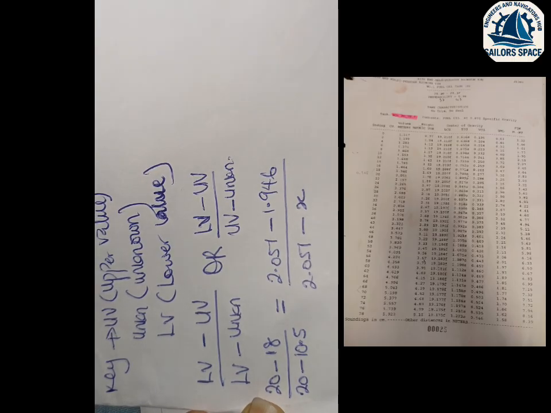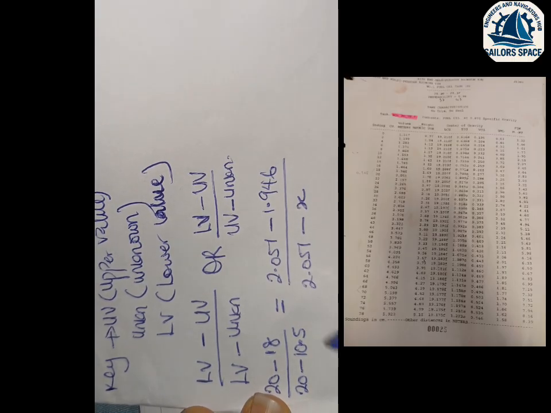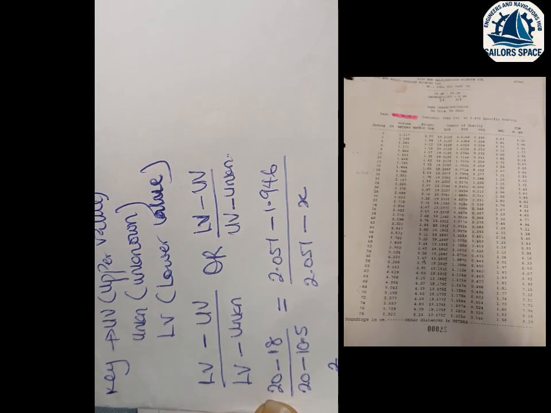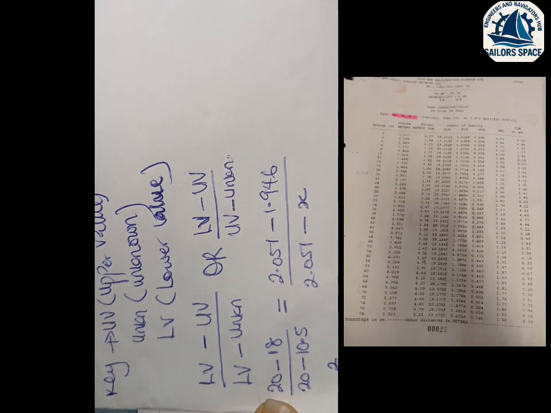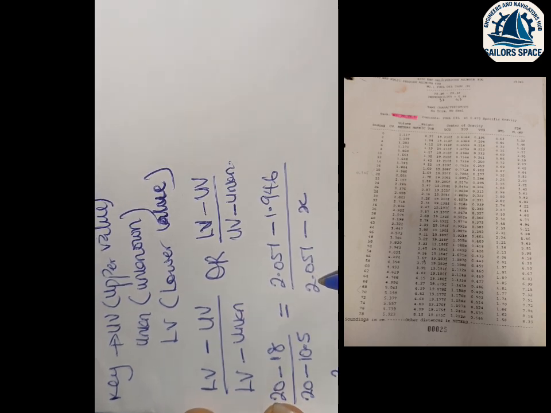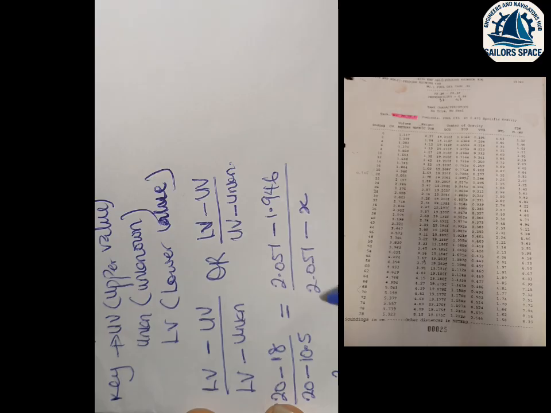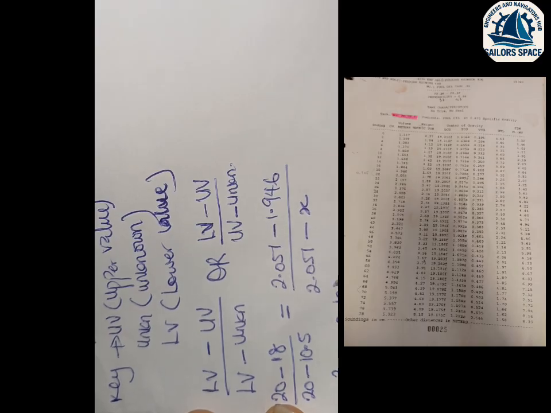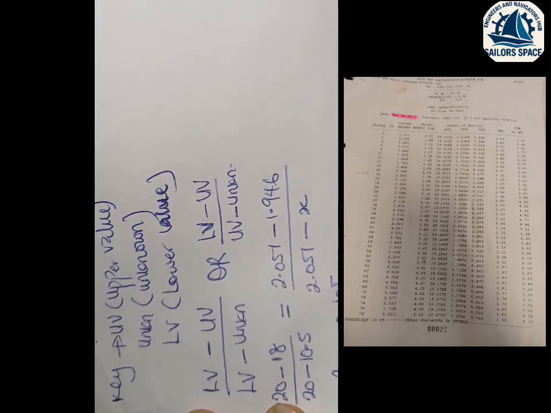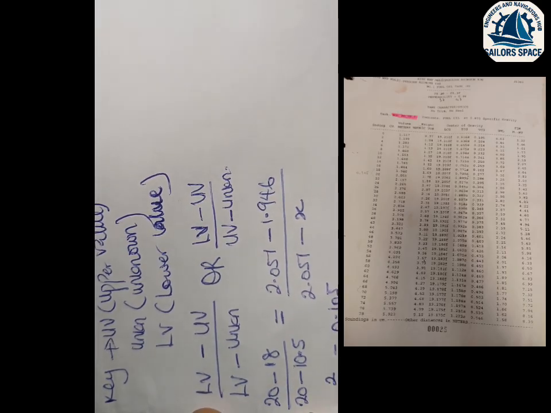So let's do basic mathematics. Let's do it in as simple terms as possible. 20 minus 18, we have 2. 20 minus 10.5, we have 9.5. 20.051 minus 1.946 will give us 0.105. Then this is a complex figure rather, so we can't simplify that yet.